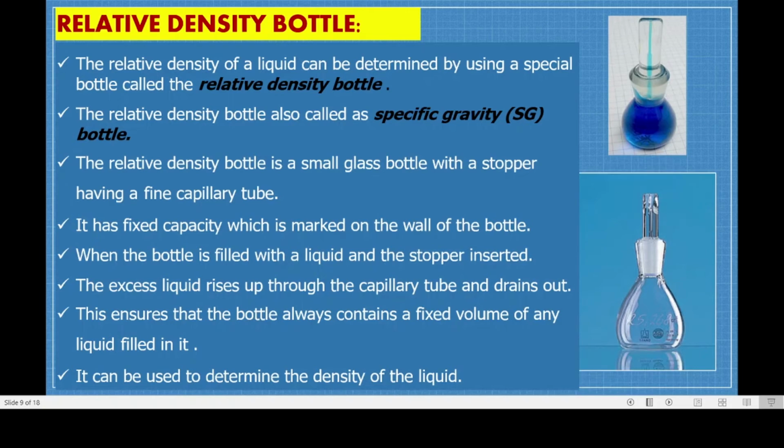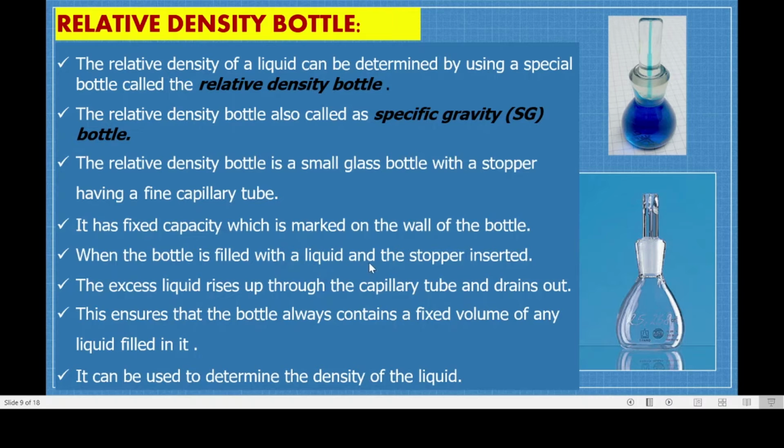The relative density of a liquid can be determined by using a special type of bottle called a relative density bottle, and simply we can call it an RD bottle. The relative density bottle is also called a specific gravity bottle, that is, SG bottle. The relative density bottle is a small glass bottle with a stopper having a fine capillary tube. Look at this bottle: there will be a fine capillary tube at the center of this glass stopper. Its capacity will be marked on the wall of the bottle.